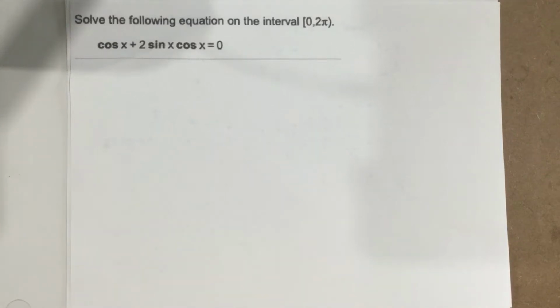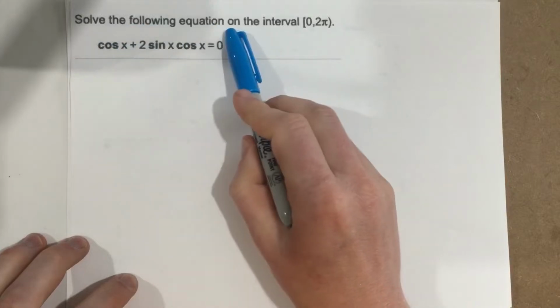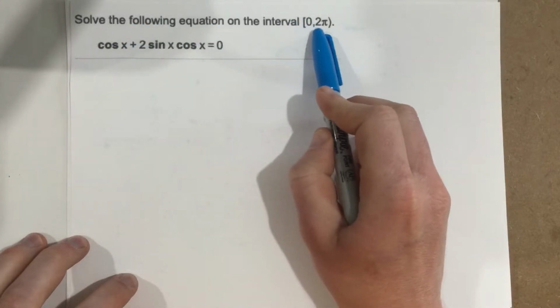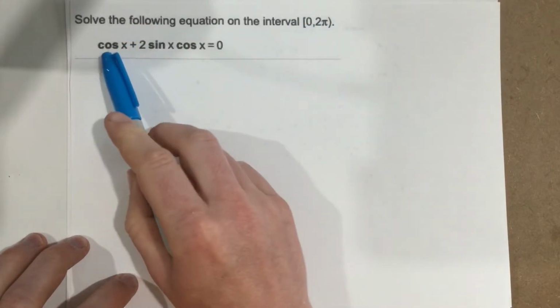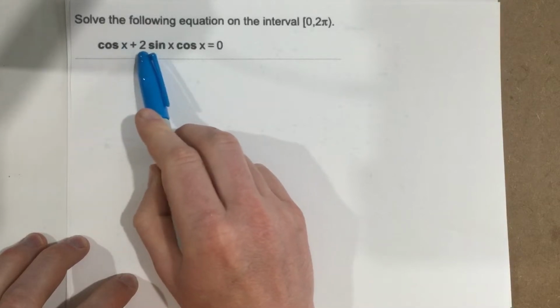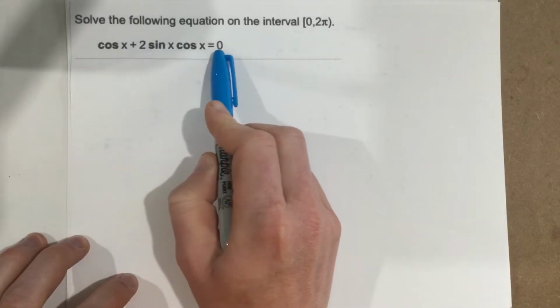This is review problem number 4 for assessment number 7. It says solve the following equation on the interval 0 to 2 pi. And this is the equation: cosine x plus 2 sine x cosine x equals 0.